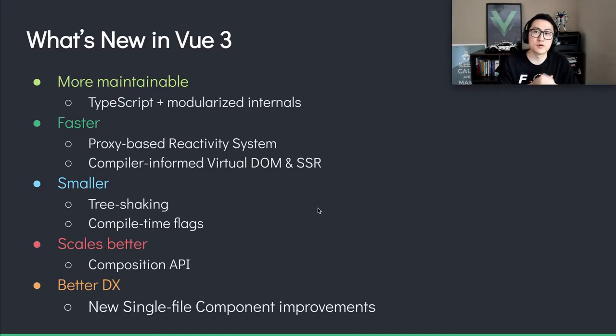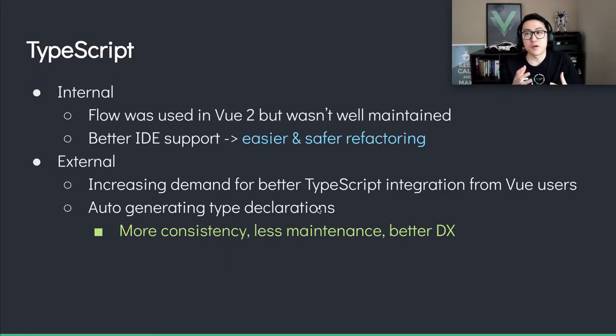We also make your built bundle smaller by making the global APIs tree-shaking friendly. And we also expose compile time flags to allow you to turn off certain features that cannot be automatically tree shaken but can be explicitly turned off, so then you can drop them from your final bundle. We also introduced a whole new set of APIs called the Composition API to make Vue scale better in larger applications. And finally, we're introducing a lot of quality of life improvements to provide a better development experience, specifically in single file components. Okay, so we'll dig a little bit more into each of these.